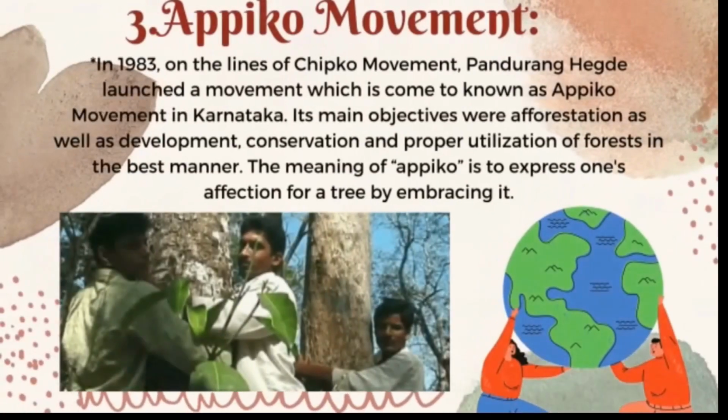Apiko movement. In 1983, on the lines of the Chipko movement, Pandurang Hegde launched a movement which has come to be known as Apiko movement in Karnataka. Its main objectives were afforestation as well as development, conservation and proper utilization of forest in the best manner. The meaning of Apiko is to express one's affection for a tree by embracing it.